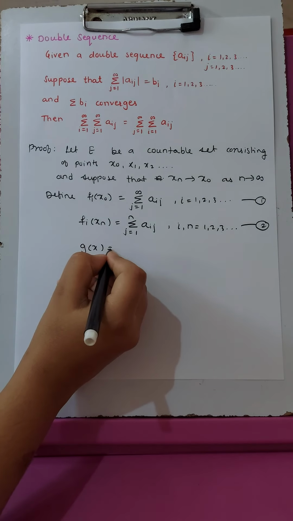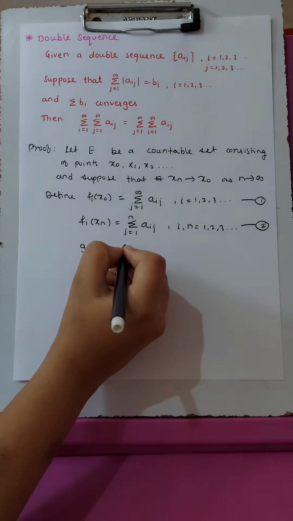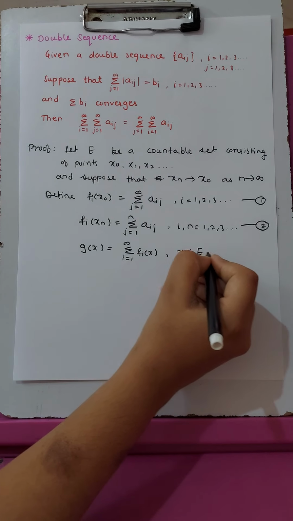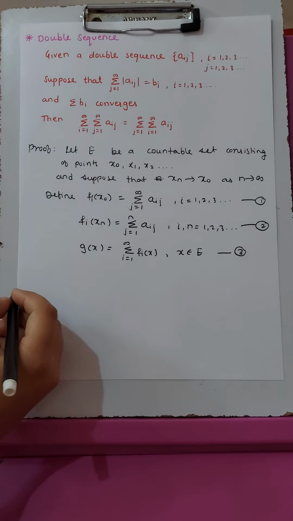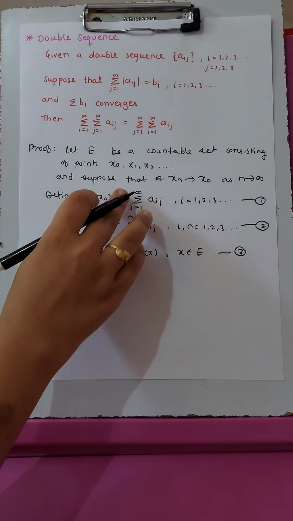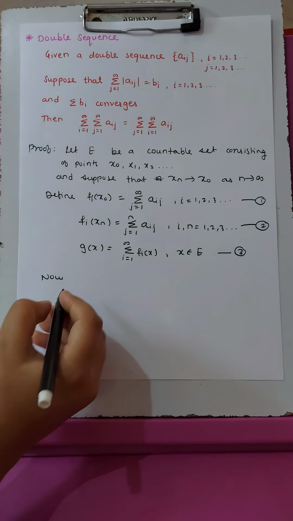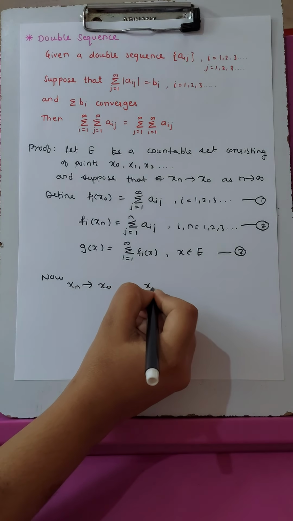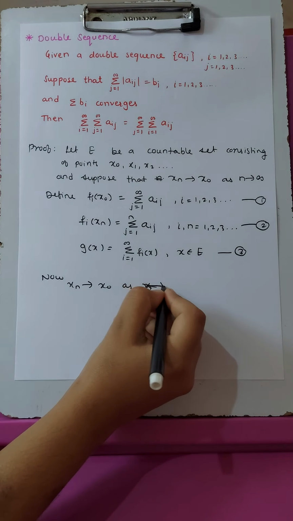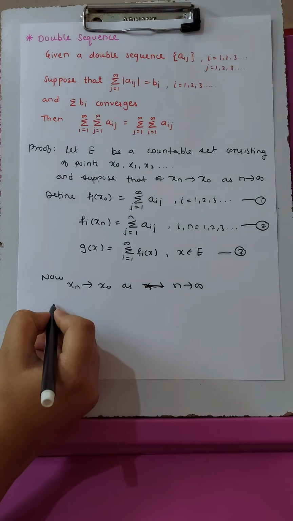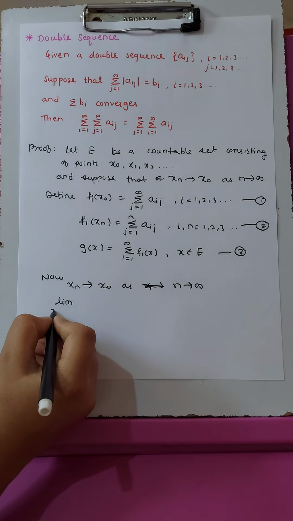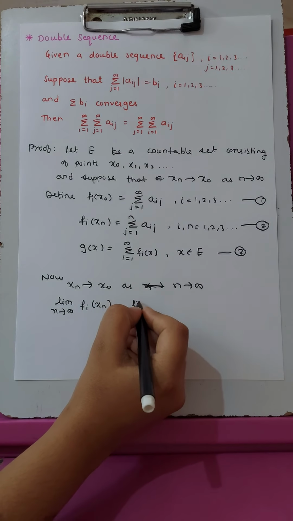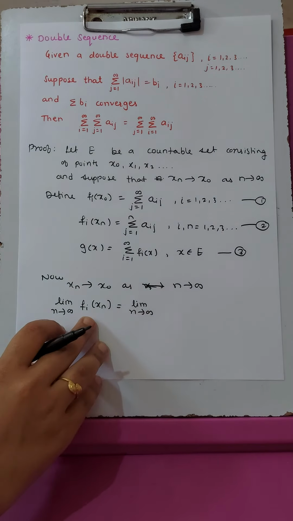Next, g of x equals to summation i from 1 to infinity fi of x, x belongs to the set E. Let this be number 3. Now, since we have supposed that this xn tends to x0 as n tends to infinity, this limit n tends to infinity fi of xn will be equals to limit n tends to infinity fi of xn.